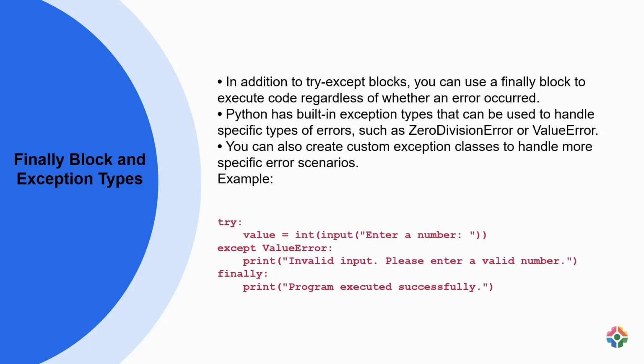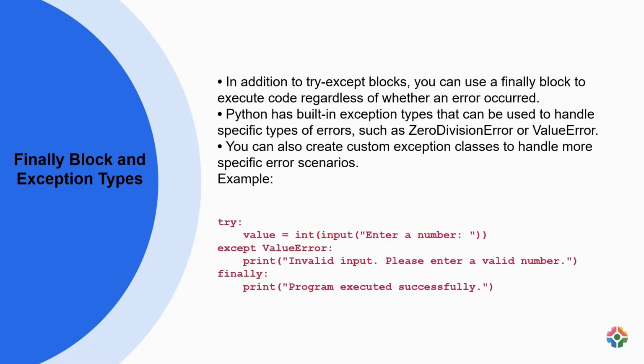In Python, alongside try-except blocks, the finally block allows you to ensure certain code runs regardless of errors. By using built-in exception types like ZeroDivisionError or ValueError, you can handle specific error types. Moreover, custom exception classes can be crafted to manage more specialized error cases effectively.